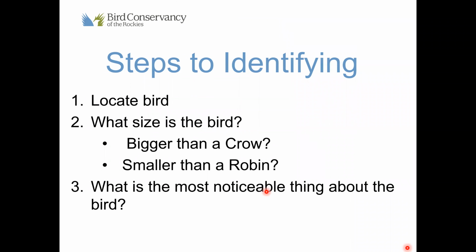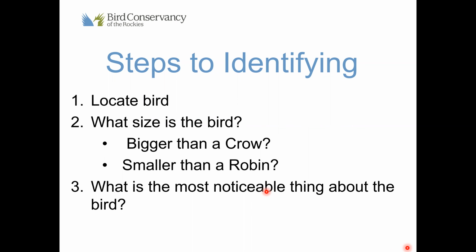All right, so here are some steps to identifying. Again, don't scramble to take notes. This is being recorded. So the first thing that you need to do is locate that bird. You won't really be able to identify a bird unless you can find it. So the first step is just trying to find a bird, whether that bird is in a tree or on the ground. You want to locate it.